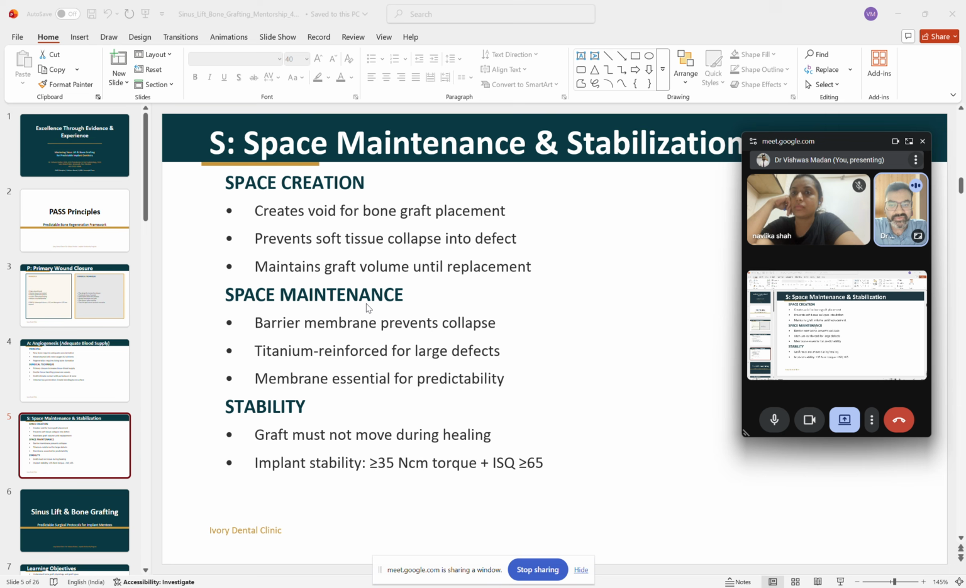So stability we will achieve with not loading the implant on the same day when we have placed the implant. That is basic. And we will place a good quality membrane on top of it so that it does not depress. So if the membrane is like this, if anything extra comes on top, it will just collapse on it. Okay, so we don't want it to collapse.